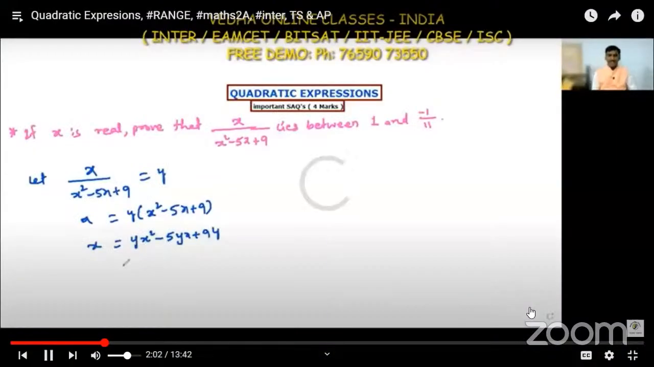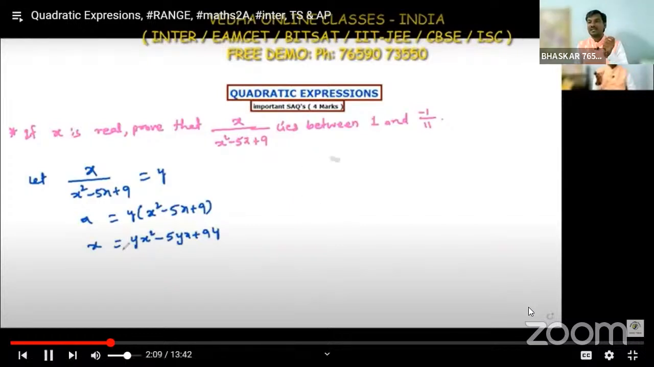Expression form. So that is nothing but x square term, x term, constant. Whatever the y. Yes, this question is also similar to this. If you have any doubt related to the previous question or this question, you ask me so that I'll clarify.